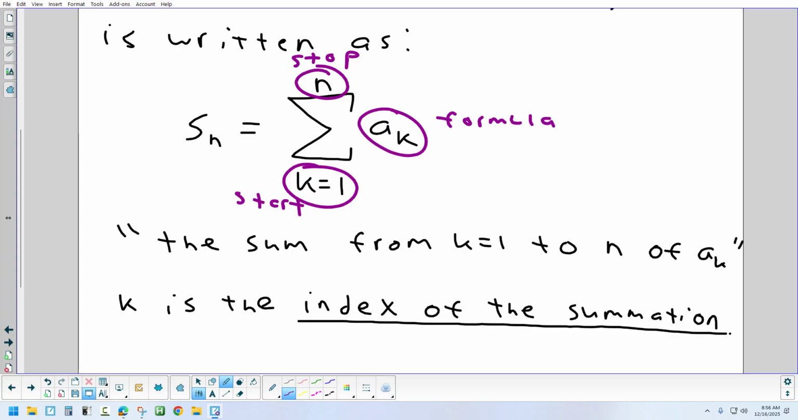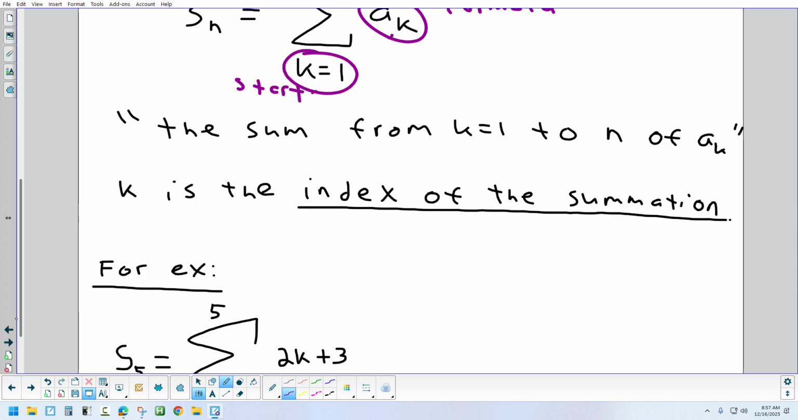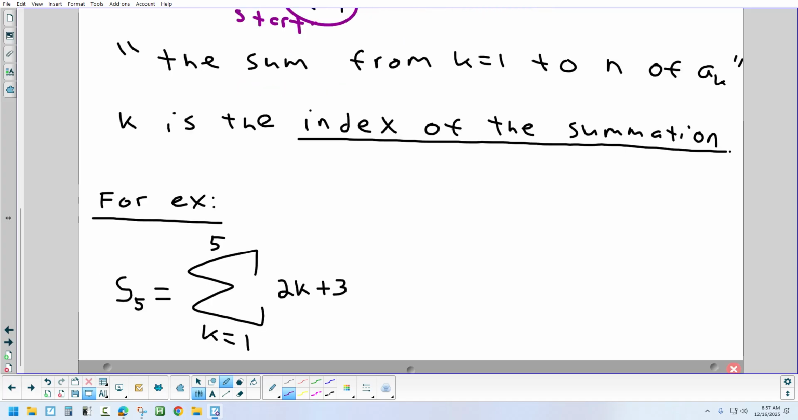Okay, and the way that you pronounce that is you start by pronouncing the Greek letter in the middle, the sigma, which stands for sum. And it's a sum from k equals 1 to n. So you're starting at this number, you're going to stop at that number, and then they're going to give you a formula. Okay, and we'll do an example right now.